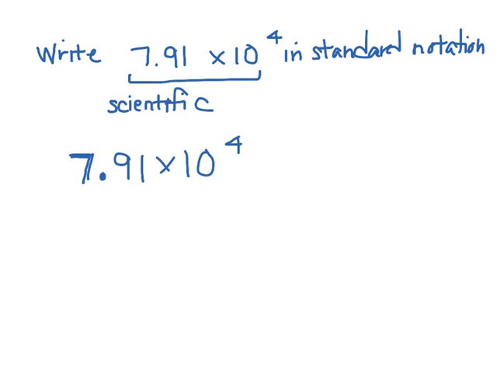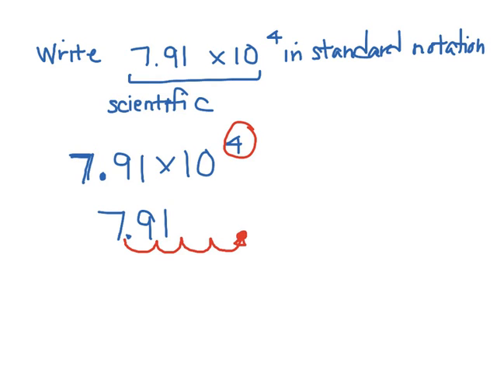And we see how much we have to move it. If that exponent is positive, we're going to move it to the right. So we're going to take our number here, 7.91, and move it to the right 4 times. So we're going to go 1, 2, 3, 4. So that's where we want our new decimal place to end up.